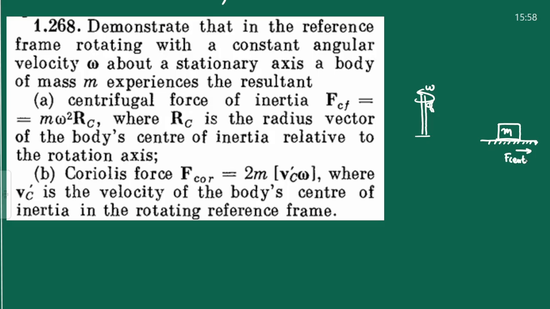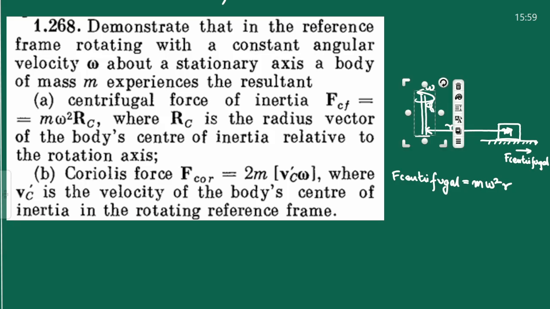Centrifugal force, F centrifugal. We have already demonstrated this, or this is the formula for centrifugal force, m omega square r, where r is the distance between center of mass of this body and the axis, the perpendicular distance from this axis to the center of mass of the body. So with respect to yourself when you are rotating, the centrifugal force that would be acting on this body is nothing but m omega square r. Understood?